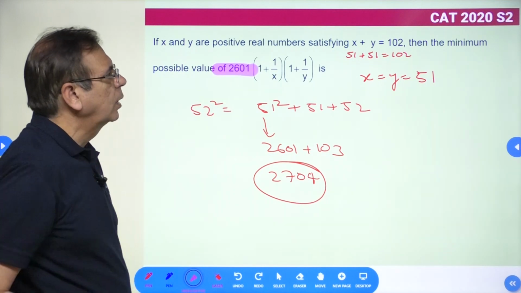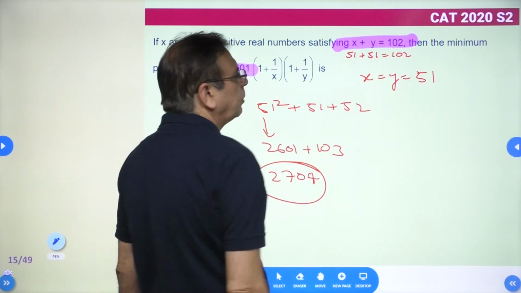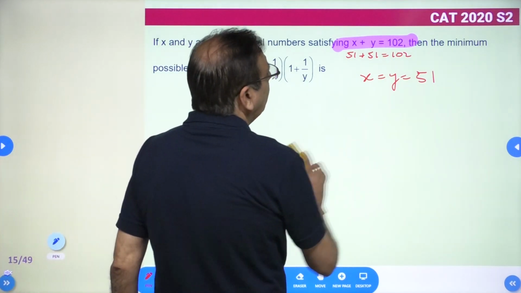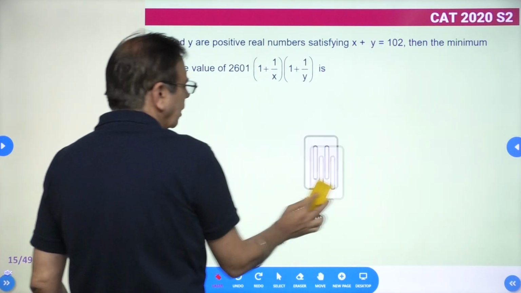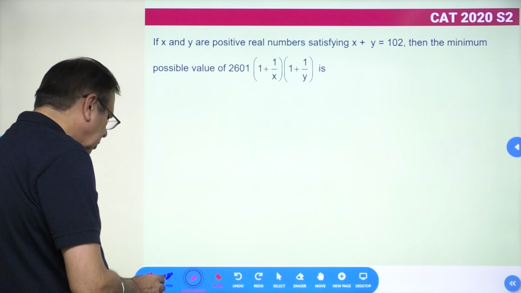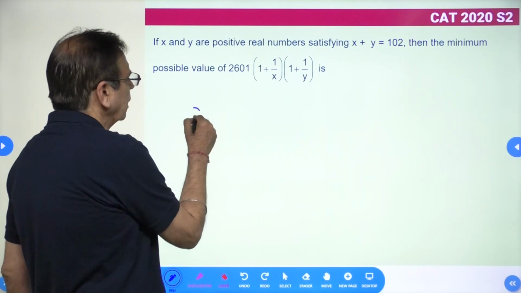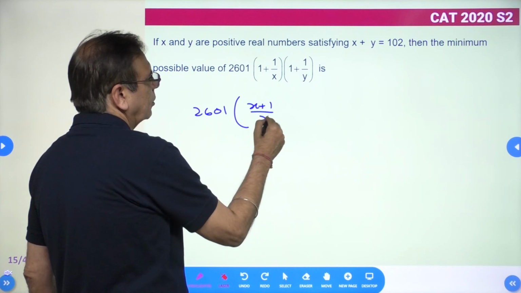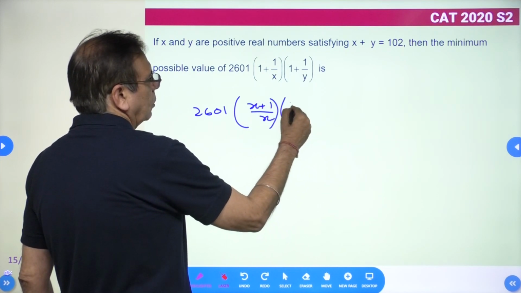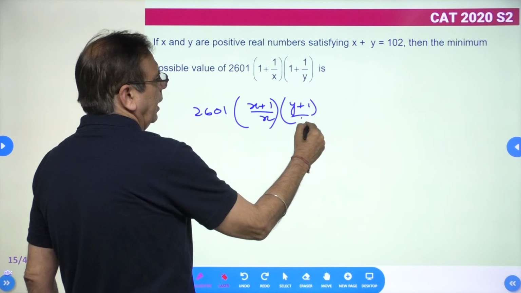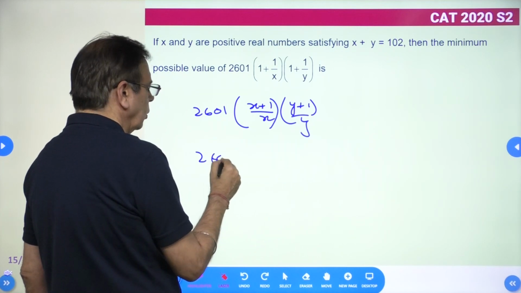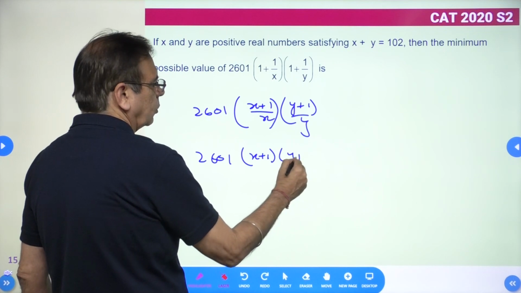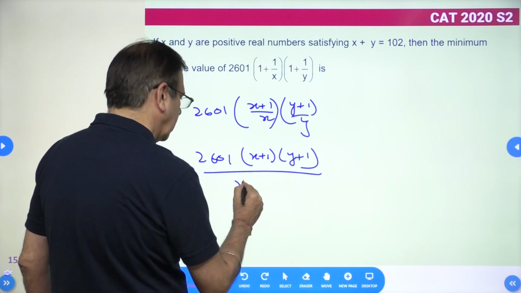This is 51 square. Look at the midpoint. The other way to look at this question is if I want to minimize this. If I start ab initio and don't say that I don't want to do all this, I just want to look directly, what does this mean? 2601 into x plus 1 upon x into y plus 1 upon y, or this is 2601 into x plus 1 into y plus 1 upon xy.